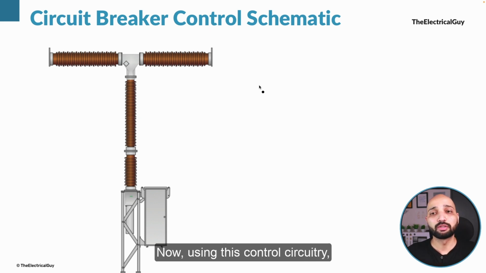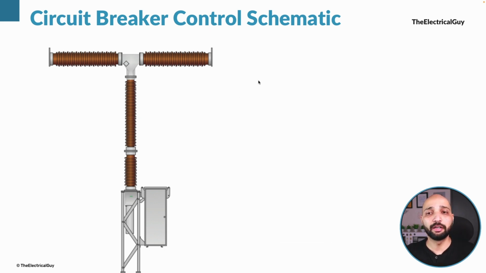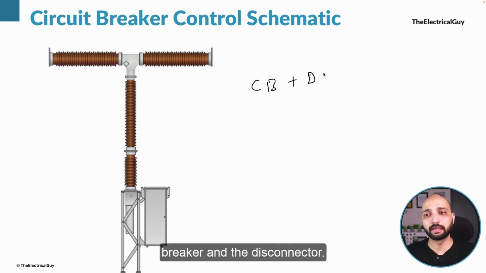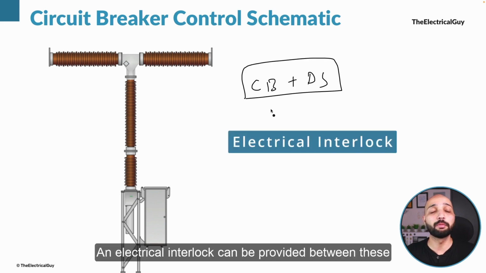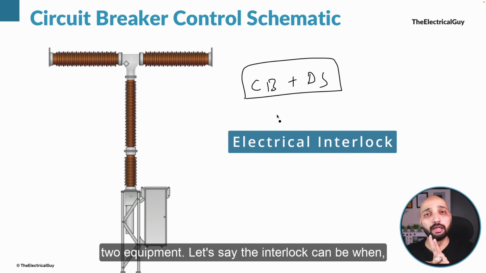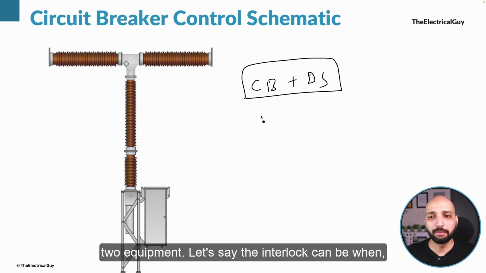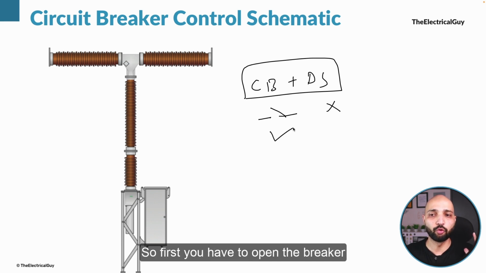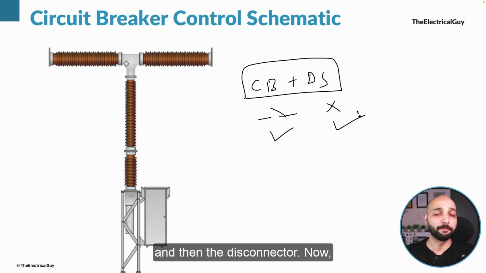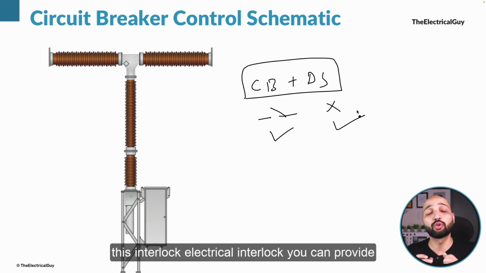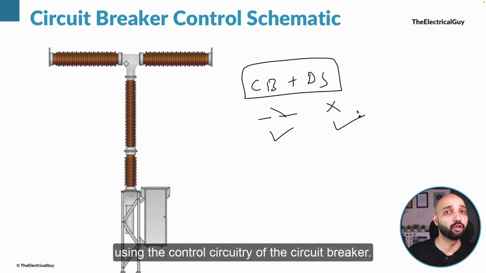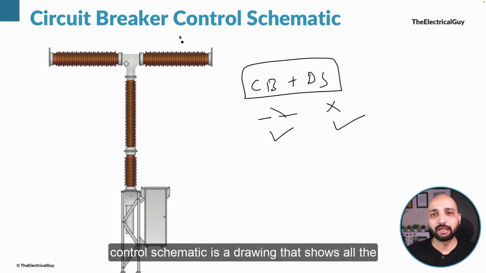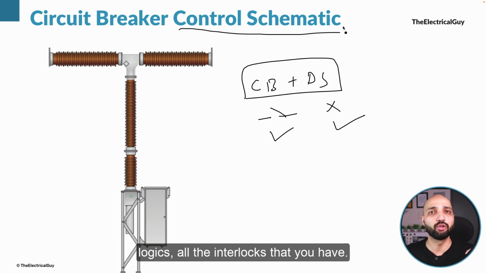Now using this control circuitry, you can also interlock the circuit breaker and the disconnector. An electrical interlock can be provided between these two equipment. Let's say the interlock can be that unless and until you open the circuit breaker, you will not be able to open the disconnector. So first you have to open the breaker and then the disconnector. This electrical interlock you can provide using the control circuitry of the circuit breaker. So basically the control schematic is a drawing that shows all the logics, all the interlocks that you have.